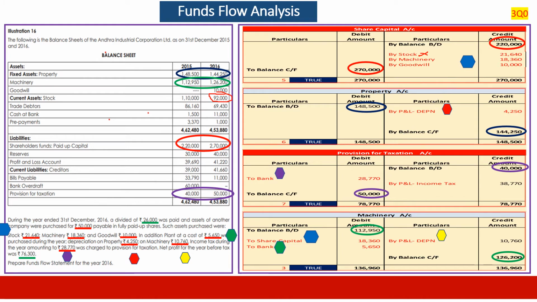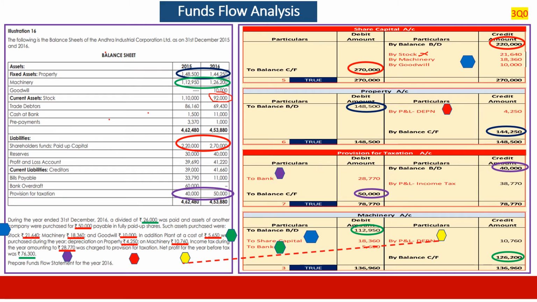From there, we have got taxation, which says during the year an amount of 28,770 was charged to the provision for taxation account, to bank account 28,770. Depreciation is indicated as 4,250 in respect of property, and it also talks of purchase of property in addition to a plant at a cost of 5,650 to bank account. 5,650 we have paid.